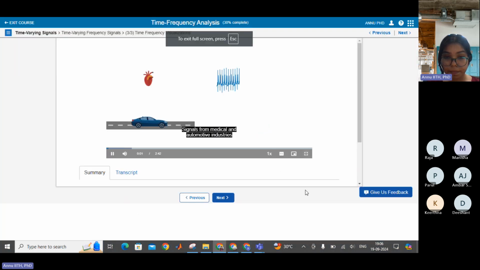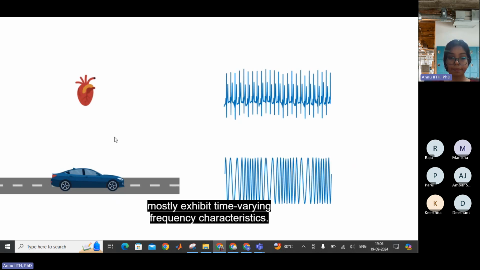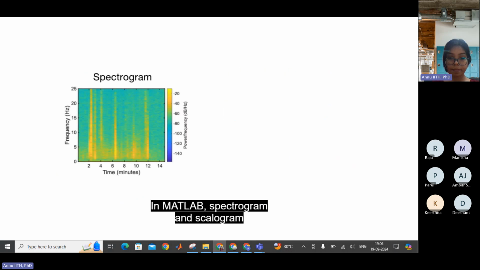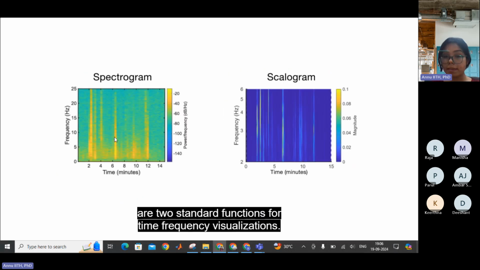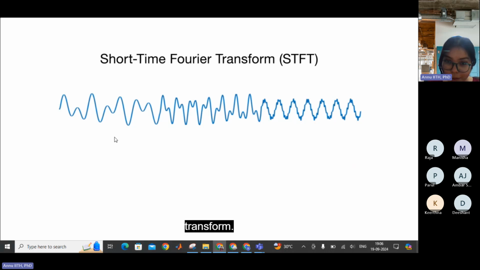Signals from medical and automotive industries mostly exhibit time-varying frequency characteristics. In MATLAB, spectrogram and scaleogram are the two methods for time varying frequency analysis. They are standard functions for time frequency visualizations. A spectrogram is calculated using the short time Fourier transform. So understand this: spectrogram is calculated using a short time Fourier transform.